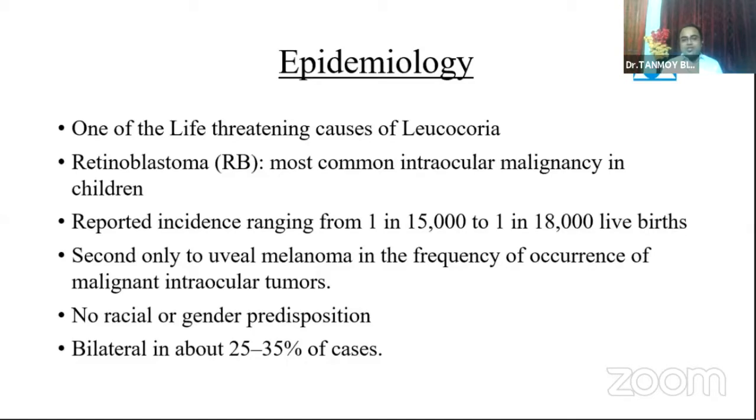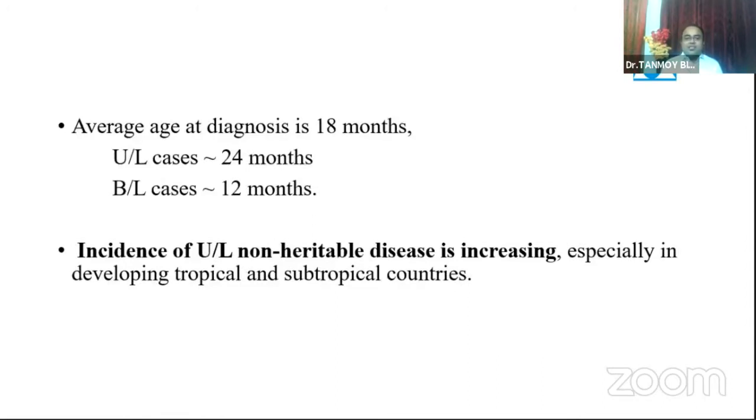There is no racial or gender predisposition. It is bilateral in about 25 to 35% of cases, and the average age of diagnosis is around 18 months, whereas in unilateral cases it's 24 months, and in bilateral cases it's around 12 months.